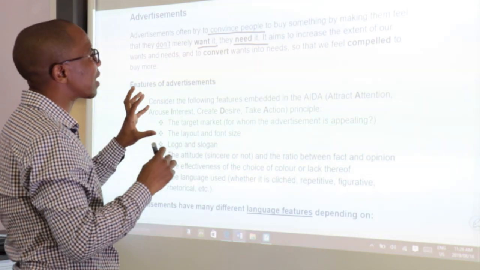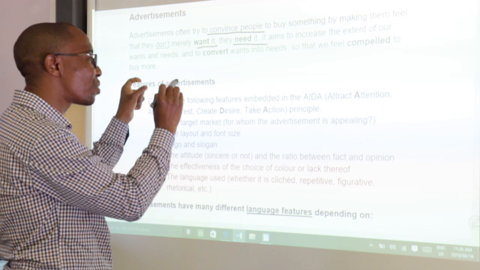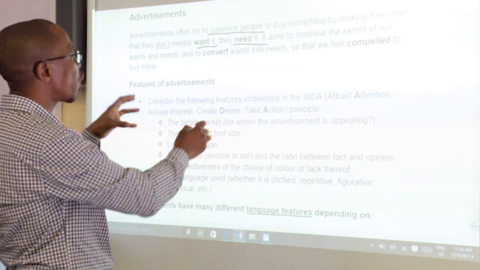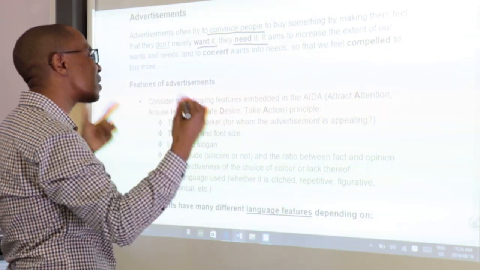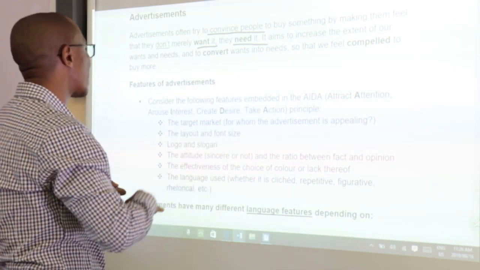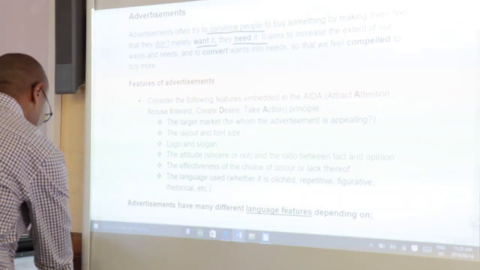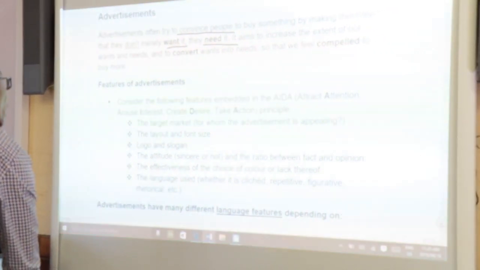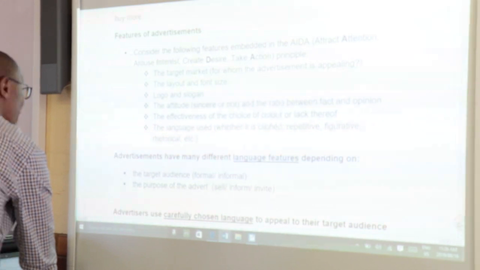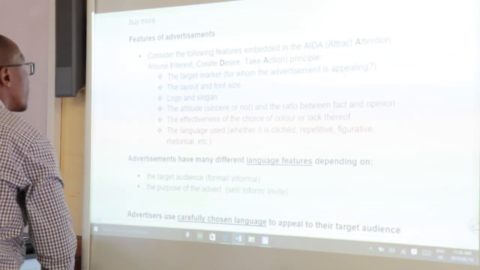So it's very important that before the learners even go through the questions, they should be able to pick these things up. What is it that the advertiser is trying to tell me? Why is the advertiser trying to say this to me? Am I the target market? Am I the target audience or not? Features of advertisements. Important elements of advertisements.